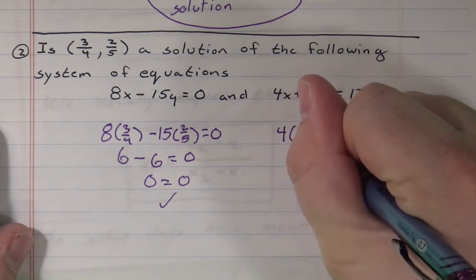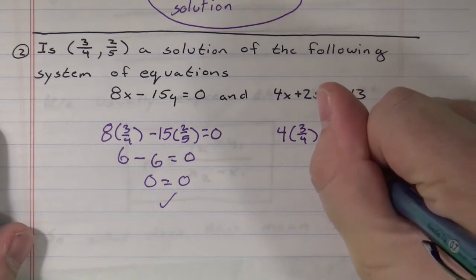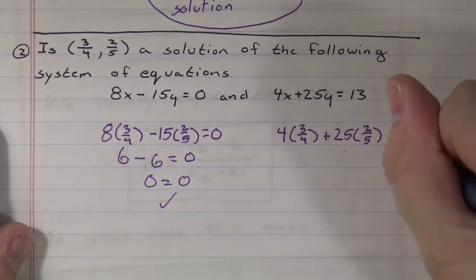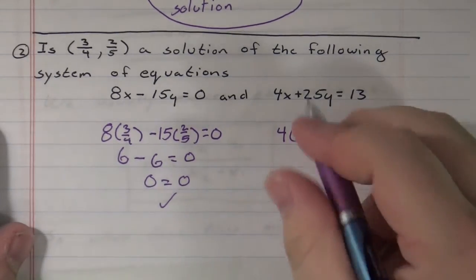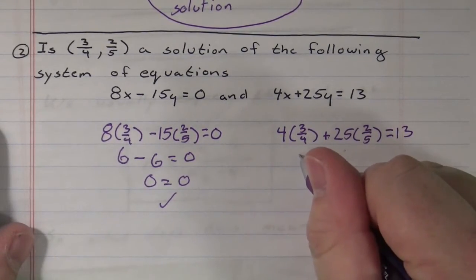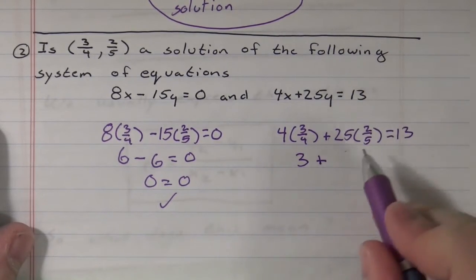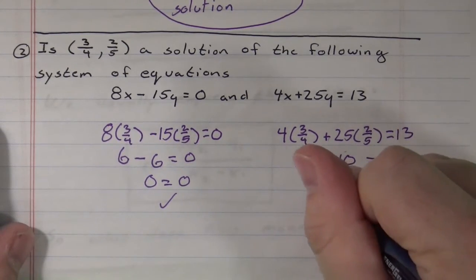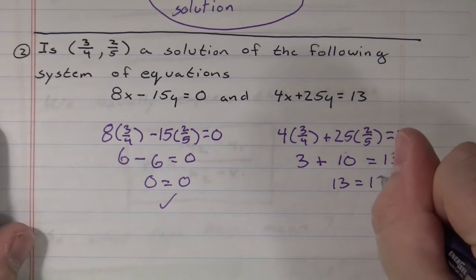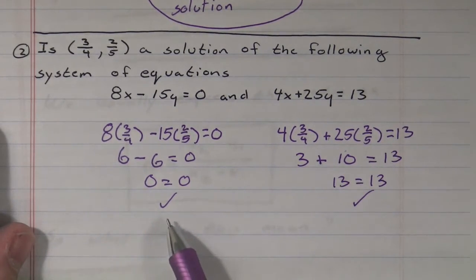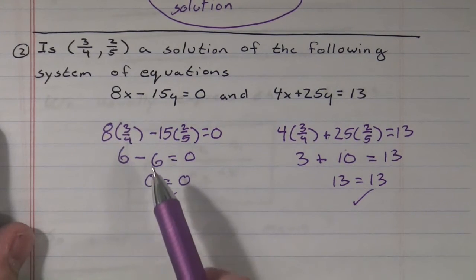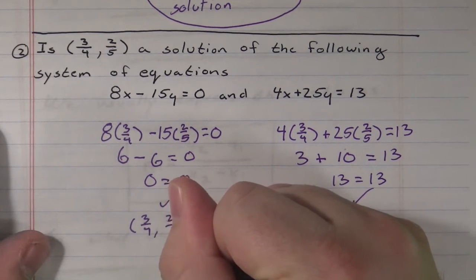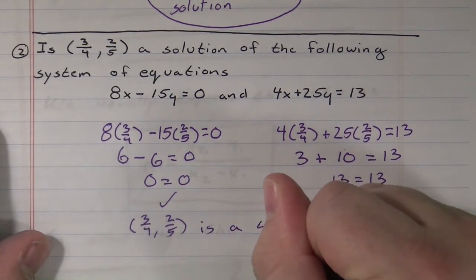Let's try the next one. 4 times 3/4 plus 25 times 2/5 equals 13. Well, this one you should be able to figure out pretty quickly. This is going to be 3 plus, what's this going to be? This is going to give me 10 equals 13. Well, 3 plus 10 is 13, and 13 equals 13, so that checks. And so, since both equations check using this ordered pair, we know that (3/4, 2/5) is a solution.